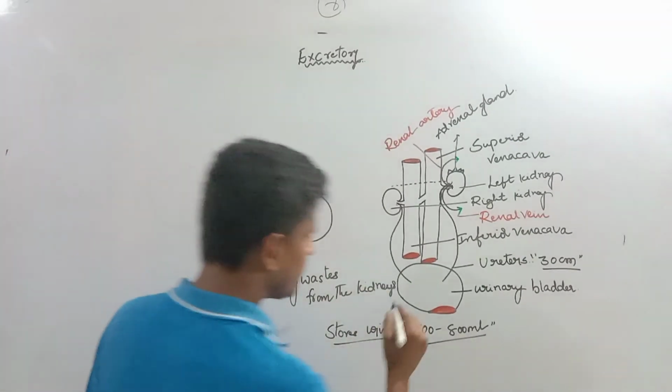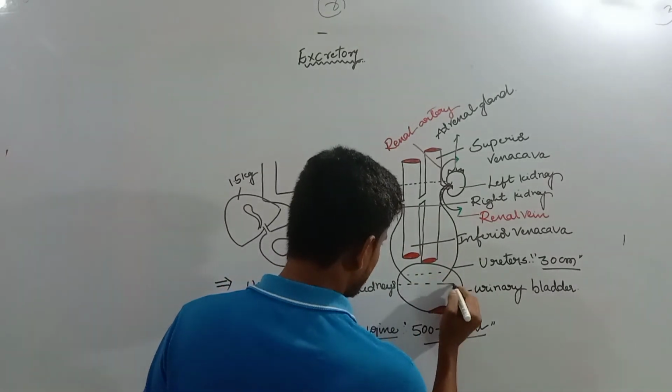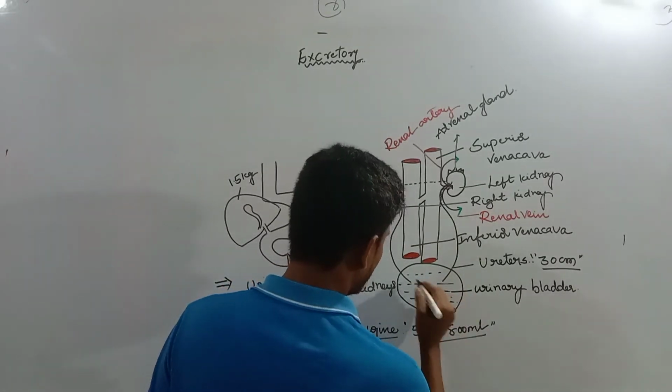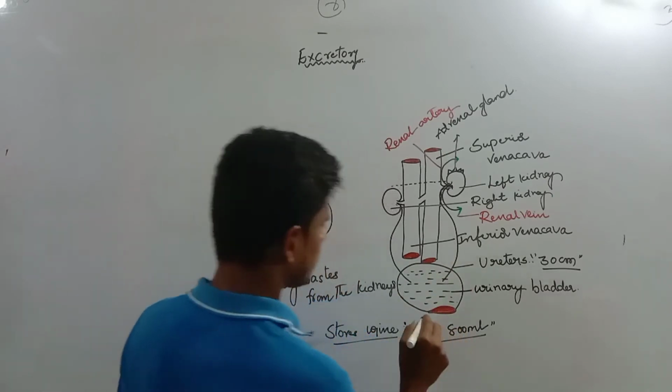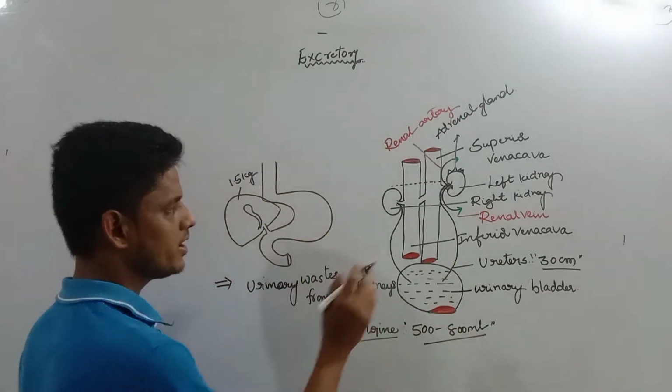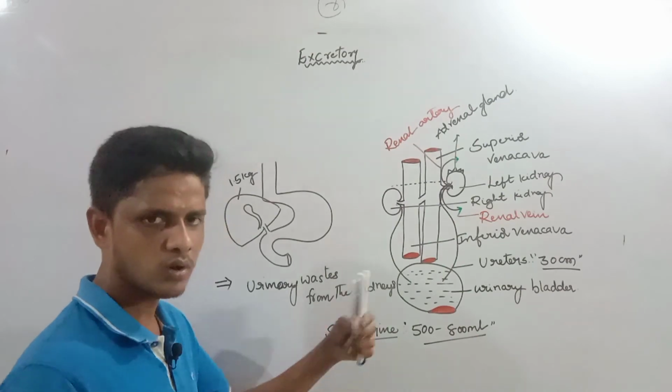Urine is stored in the urinary bladder and it is closed with sphincters on both sides. There are voluntary sphincters and involuntary sphincters in the urinary bladder.